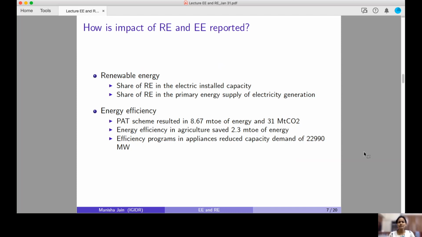So when you look at renewable energy, the common way to tell how we are improving on our renewable energy, and this is what our sustainable development goal indicator is, is the share of renewable energy in the primary energy supply or in electricity generation. I do not recall exactly which one it is, but it is the share of RE, and that is what we need to improve, we need to increase.